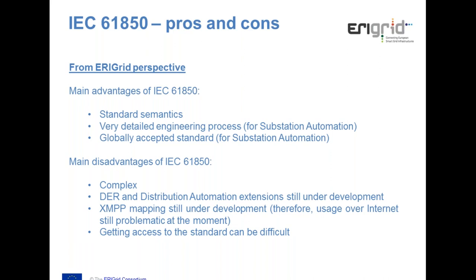As I already said, the DR and distribution automation extensions are still under development. The new XMPP protocol for smart grid is still under development. And so right now it is a bit difficult to use 61850, for example, over internet connections, let's say for security problems which must be addressed and so on. And finally, getting access to the whole standard can be difficult, because the standard is composed of many different documents, actually a lot of documents, so this can also be a difficulty.